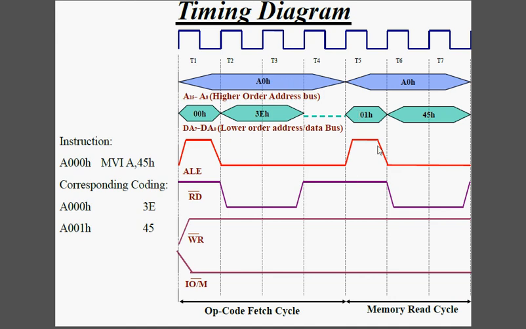When the ALE is high, the lower order bus is 01, which refers to the address location that the memory has to go to fetch the value. After it fetches the value 45, it puts it on the data bus and sends it to the microprocessor. That is basically the timing diagram, and it's almost the same for all operations: how the microprocessor fetches the instruction, meaning the opcode and also the operand.